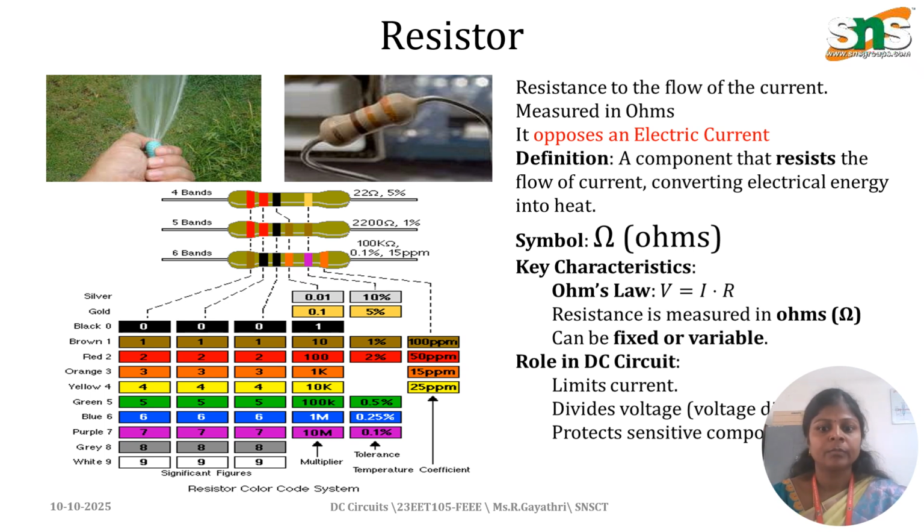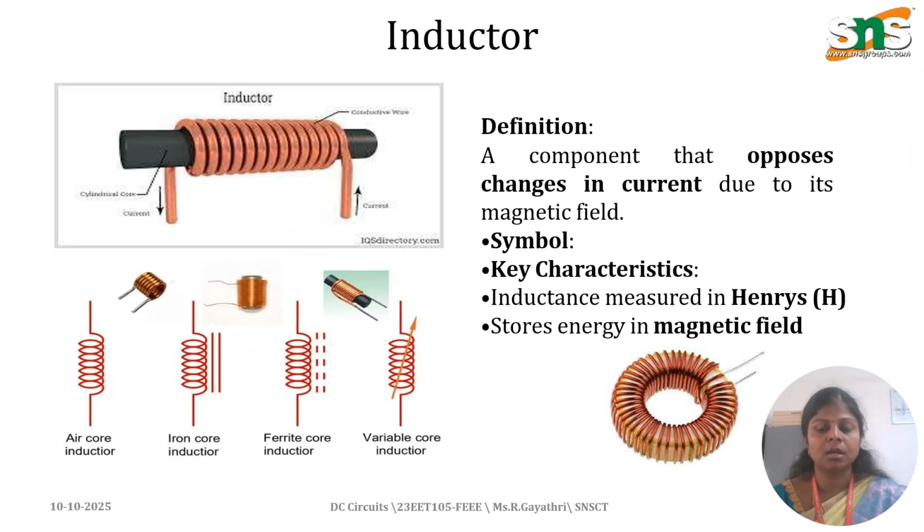Next, coming to the inductor, it is a component which opposes the change in the current direction, and it stores energy in the form of a magnetic field. The symbol of the inductor is like a coil, and the unit of the inductor is Henry. There are more types of inductor, which are air core inductor, iron core, ferrite, and variable core.